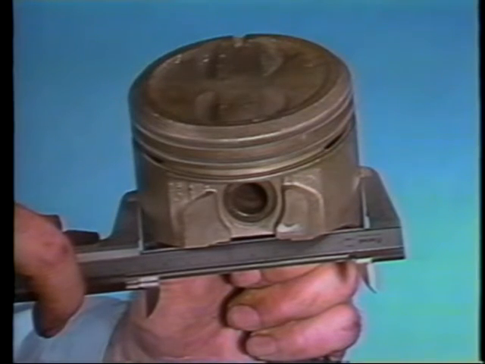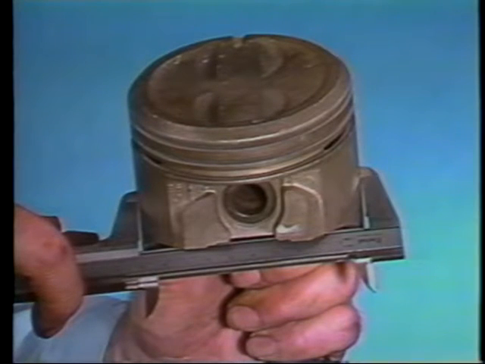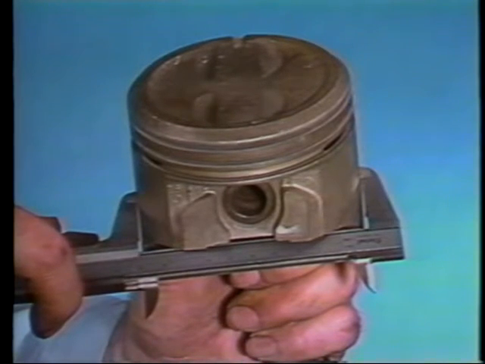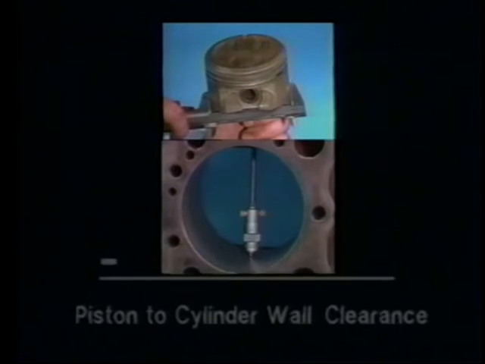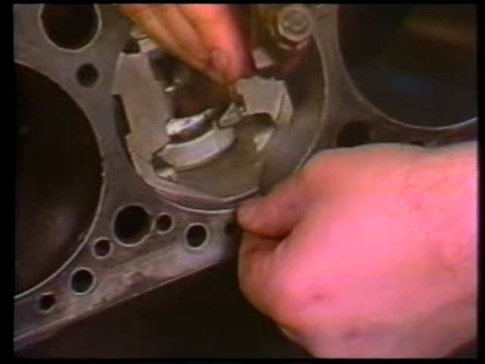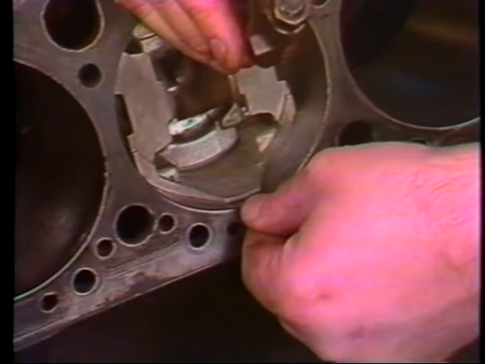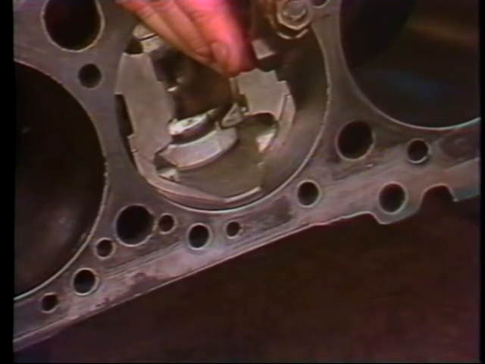Piston clearance is checked by measuring the piston diameter with an outside micrometer or a caliper. Then measure the cylinder bore with an inside micrometer. Clearance is determined by subtracting the difference between the 2. An alternate way to measure piston clearance is to place the piston in the cylinder bore upside down and use a feeler gauge to measure the clearance.